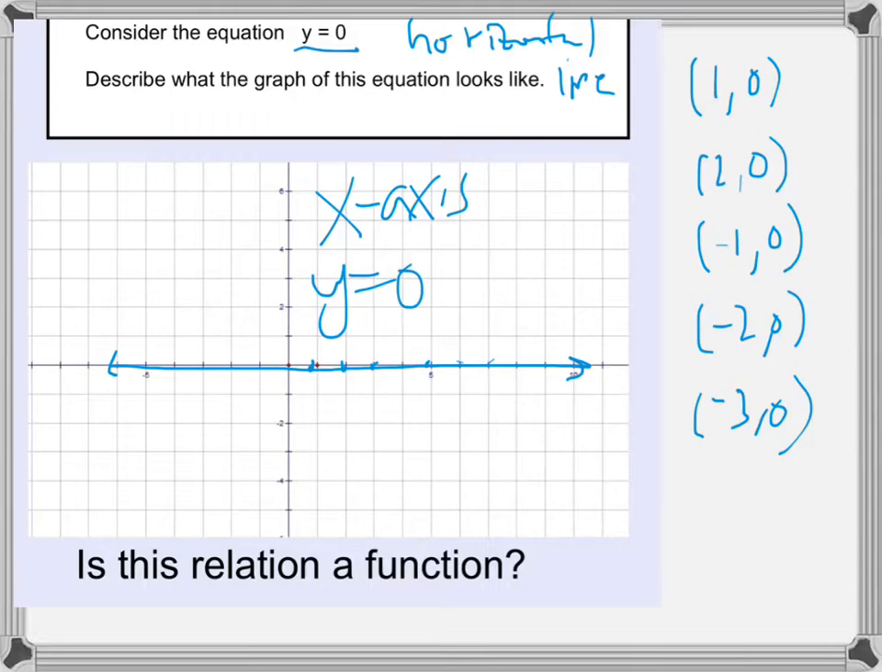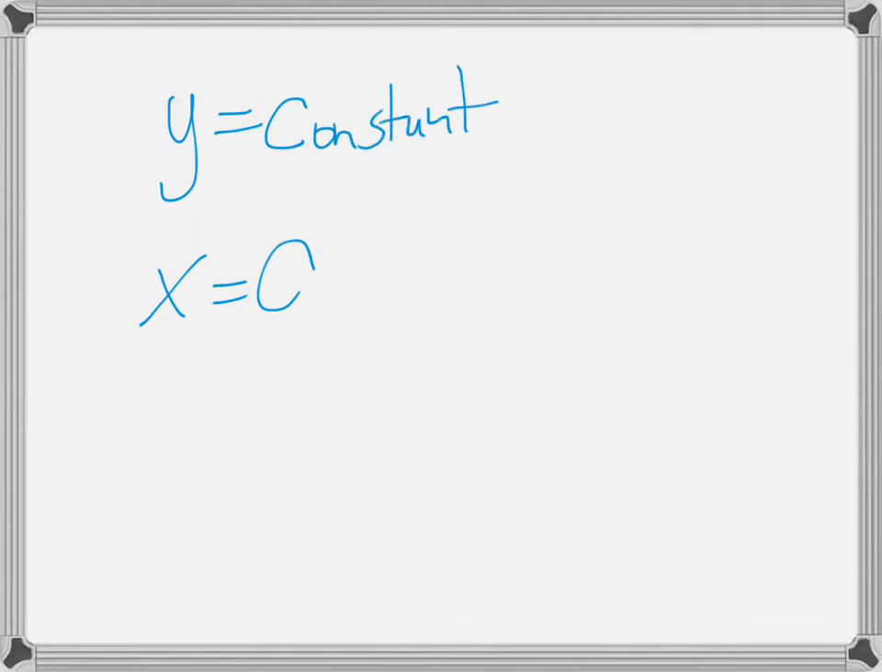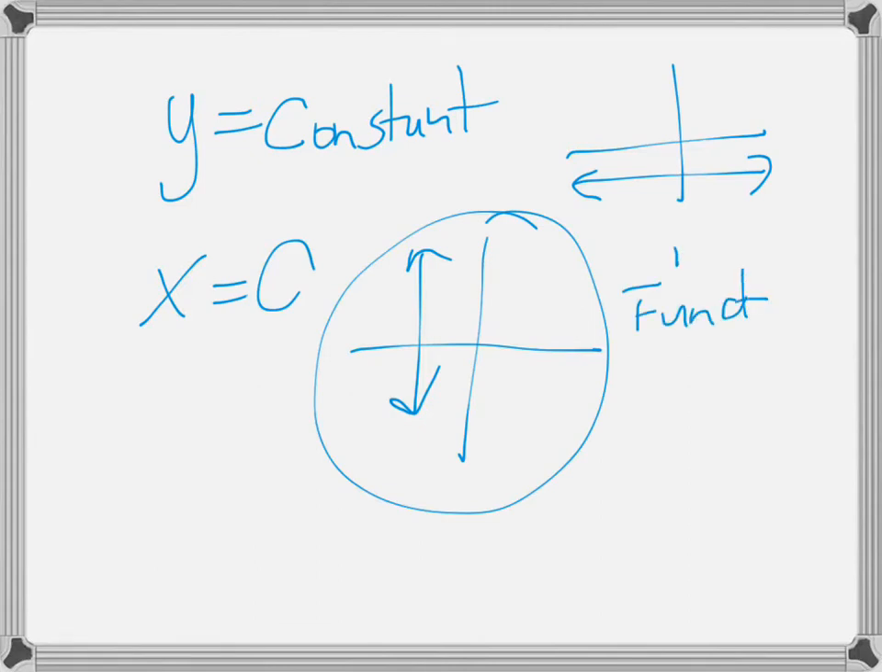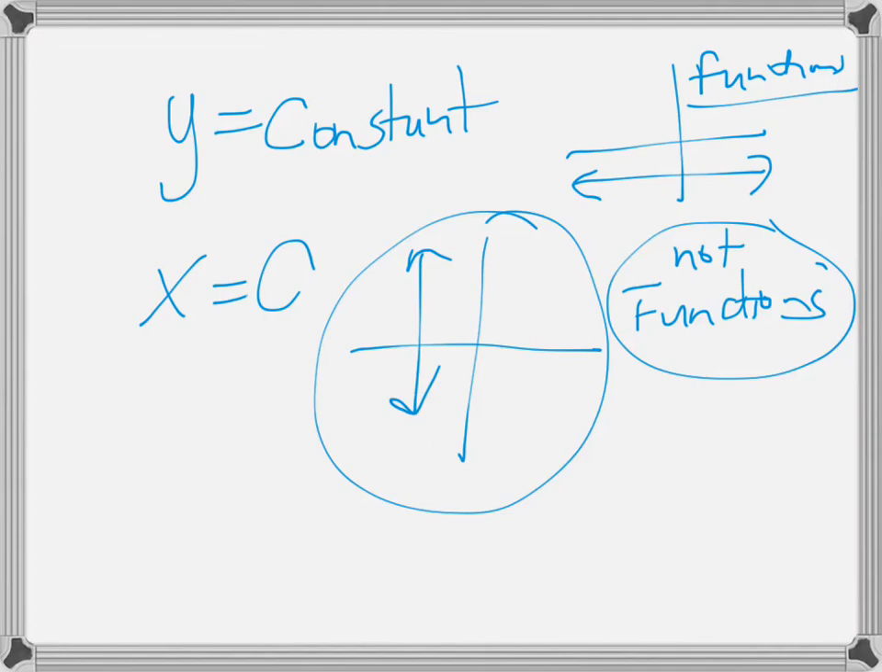Okay, so the things that you learned today: you were able to graph equations of this form, where c is a constant. Y is equal to a constant ends up being a horizontal line. X is equal to a constant ends up being a vertical line somewhere in the xy plane. And you also learned that these vertical lines are not functions, whereas the horizontal lines are functions because they pass the vertical line test. All right, and that's the end of the lesson.